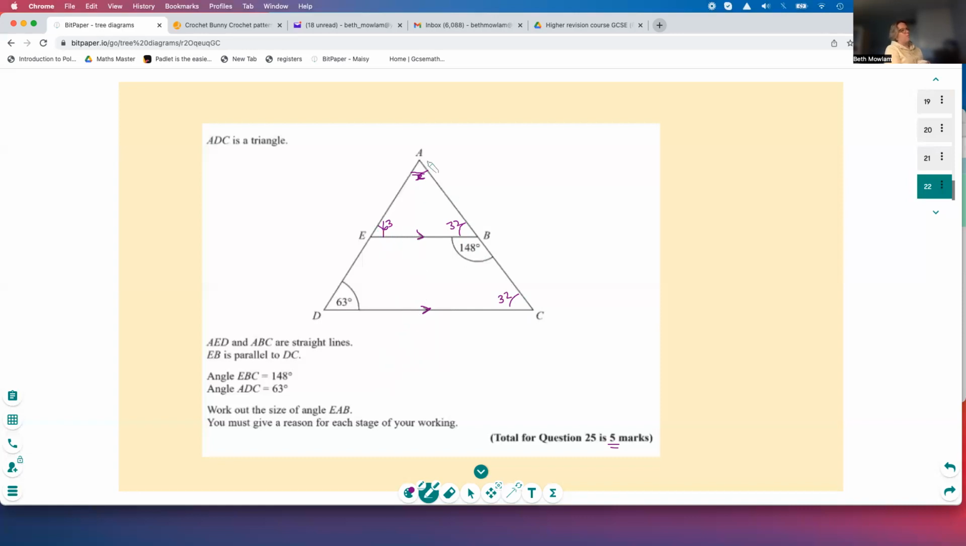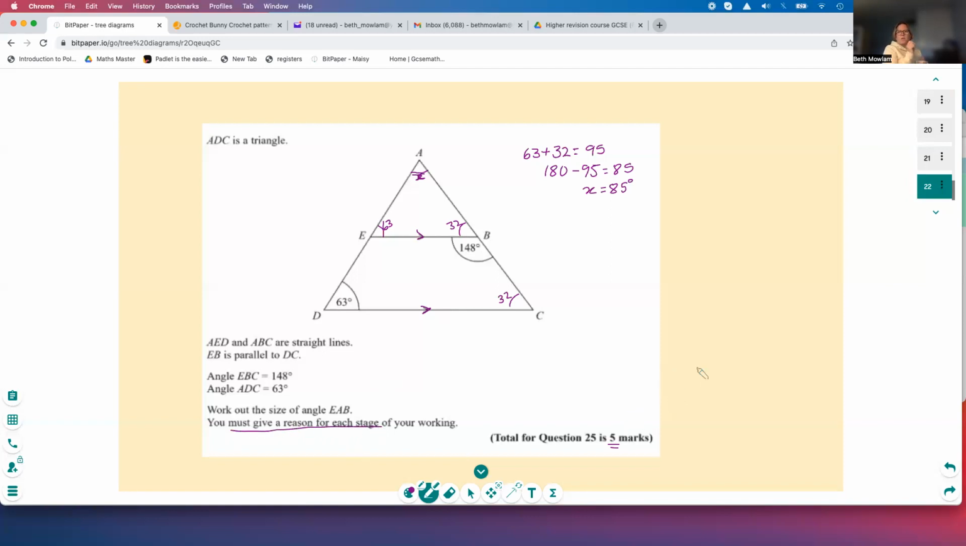Now we've got a triangle at the top, or the big triangle, up to you. So the triangle at the top, we know that 63 plus 32 is 95. 180 minus 95 is 85. So that means X is 85 degrees. Now, if that's all you'd written, the most marks you could get is 3, because we've kind of ignored this: you must give a reason for each stage of your working.